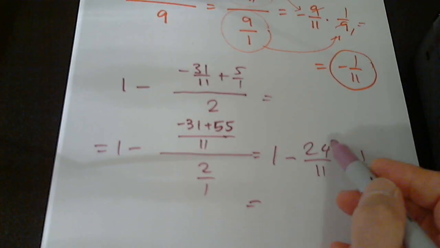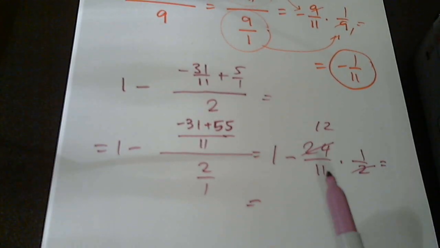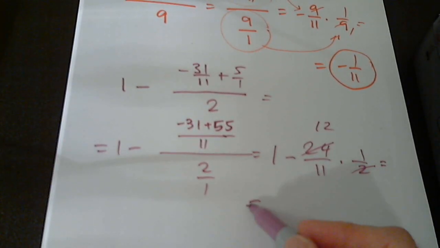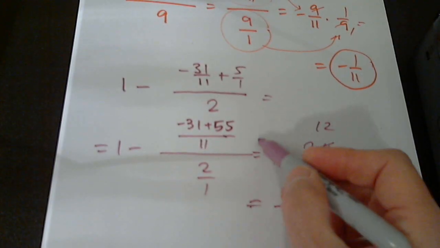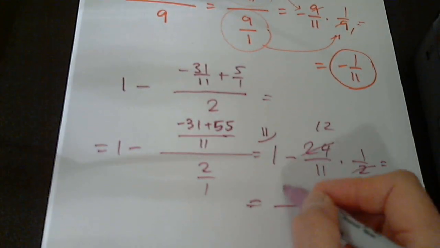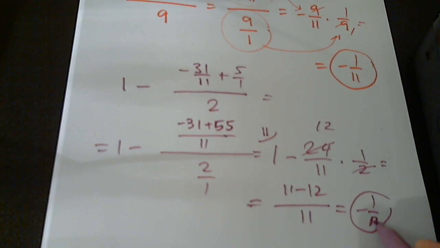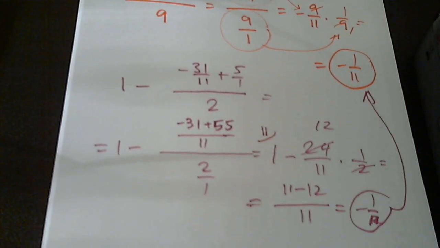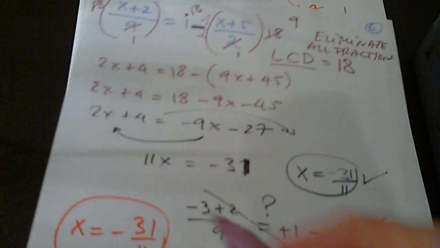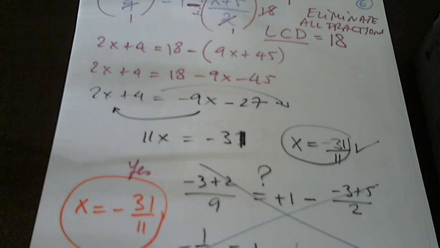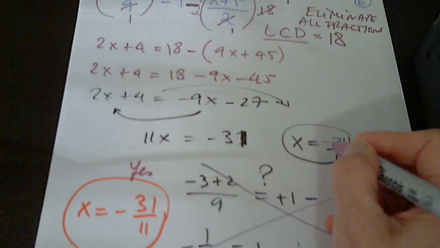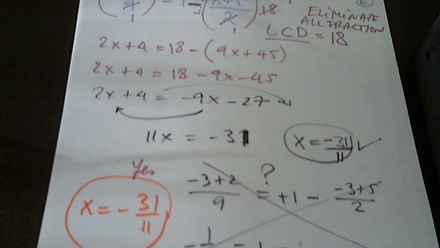I simplify, and this is 12. So 11, again, the least common denominator. Multiply this by 11, 11 minus 12. Yes, indeed, over 11. Yes, indeed. They are the same. So then I know that this is yes, negative 31 over 11.